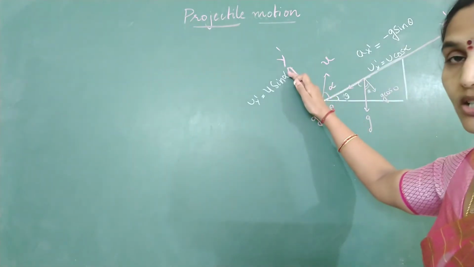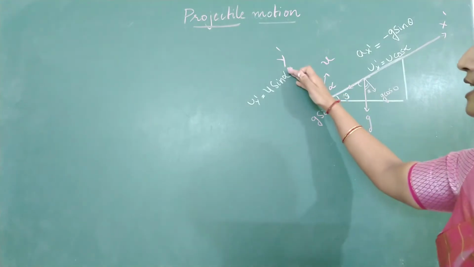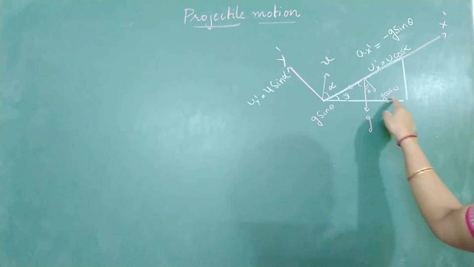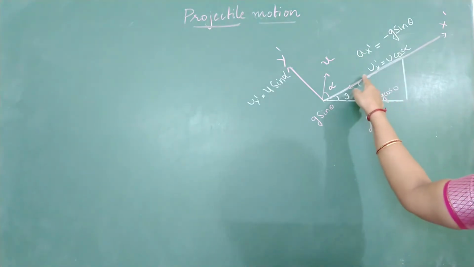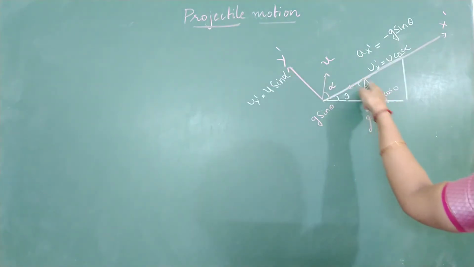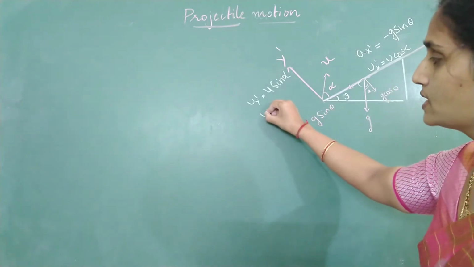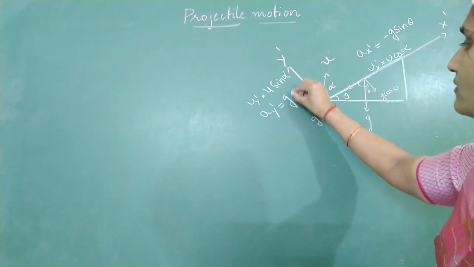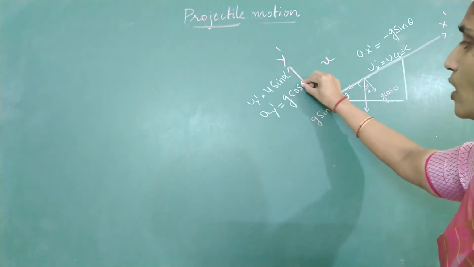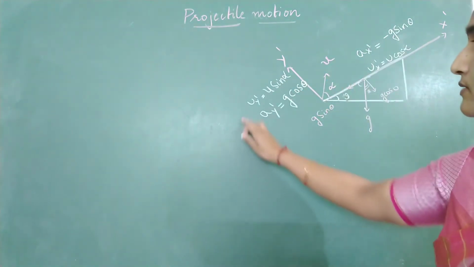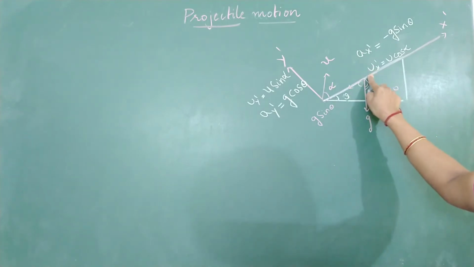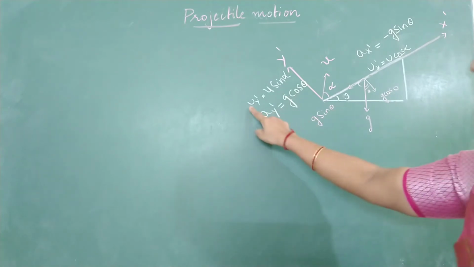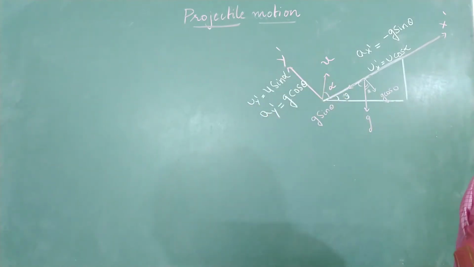Similarly, come to this direction. Along the y dash axis, the initial speed is u sin alpha. But what is the direction of g cos theta? Is it in the direction of y dash or opposite to it? Since it is opposite, the acceleration along the y dash axis, I will write as minus g cos theta. Did we get our required four conditions? u x and a x dash along the x dash axis, u y and a y dash along the y dash axis.